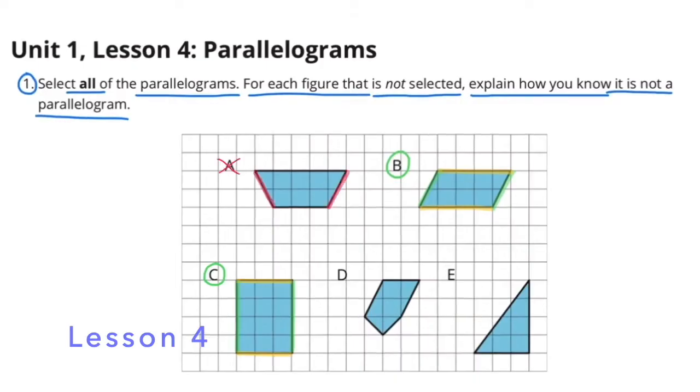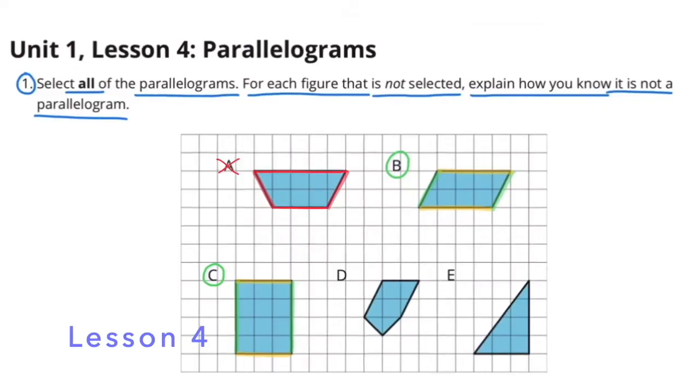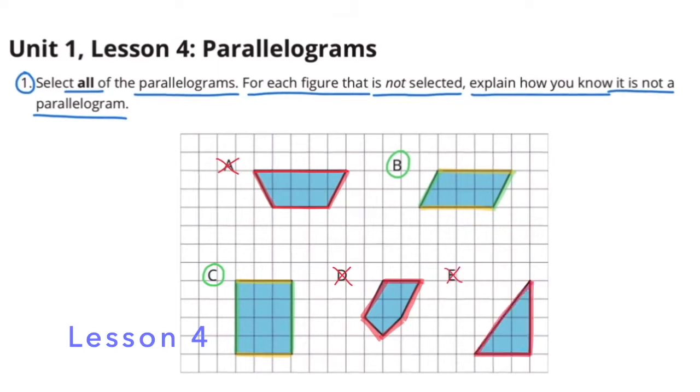Figure A is not a parallelogram, it's a trapezoid. One set of opposite side lengths are not parallel, and the other set of opposite side lengths are not the same length. Figure D is a pentagon, and figure E is a right triangle.